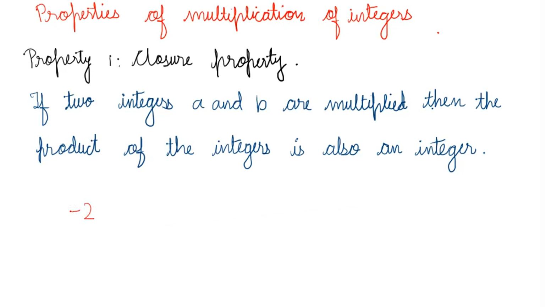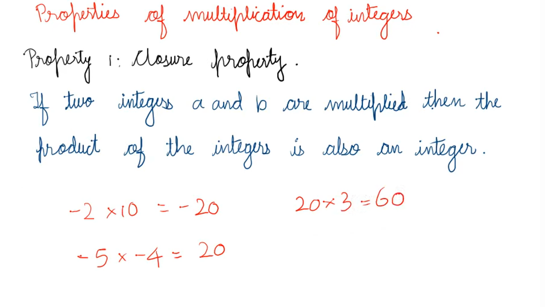Suppose we have minus 5 into 10, then the product is minus 20. Suppose we have minus 5 into minus 4, then our product is plus 20. If we have 20 into 3, then you have 60. That is also an integer. So any two integers, when multiplied, the product also remains an integer. Therefore closure property holds good for multiplication of integers.